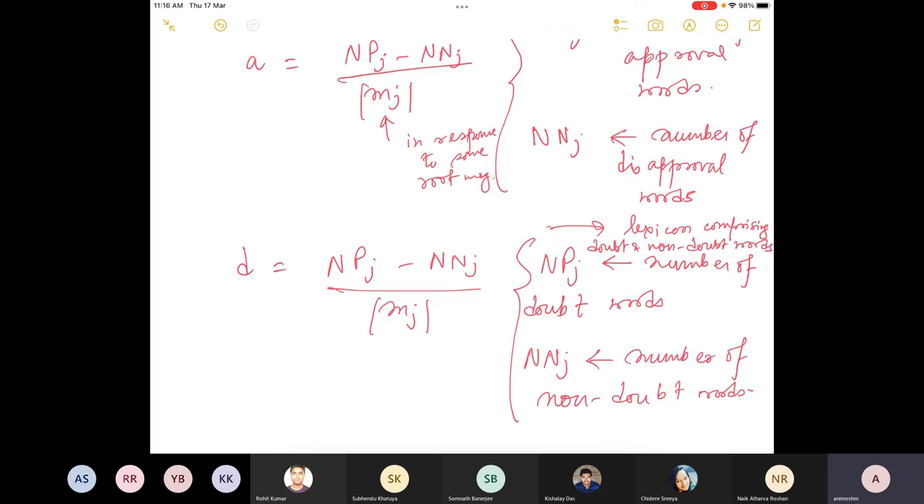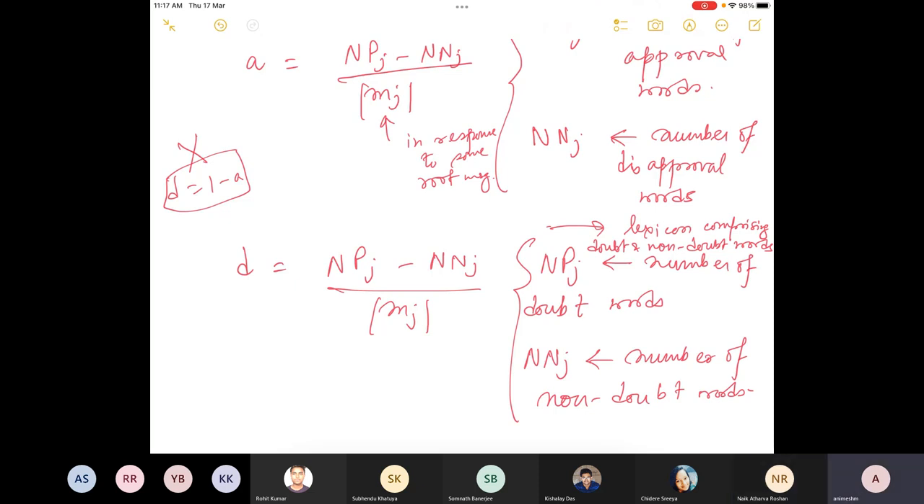the doubt score. Now one of you asked me why D is not simply 1 minus A. In the first lecture when I was discussing the doubt and the approval score, I remember one of you asked me this. Are you here? Is that person here today? Somebody asked me this question on that day. Anyway. Yes, sir, I did.